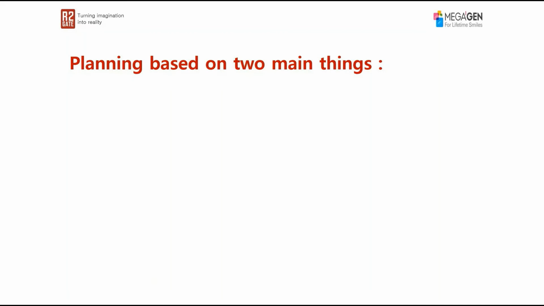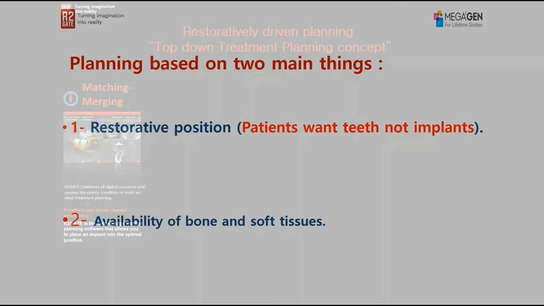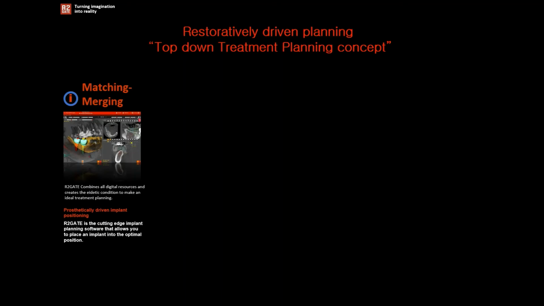After we do that, we start to do our treatment planning, and our treatment planning is based on 2 main things. Number 1 is the restorative position, because remember, patients want teeth and not implants. Number 2 will be the availability of bone and soft tissues as well. This is usually the workflow that we do in R2Gate.